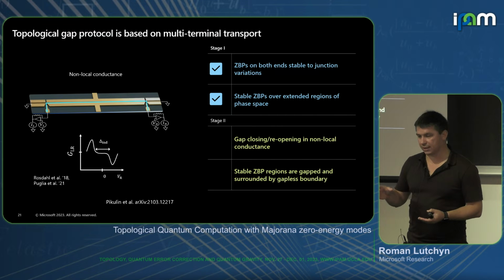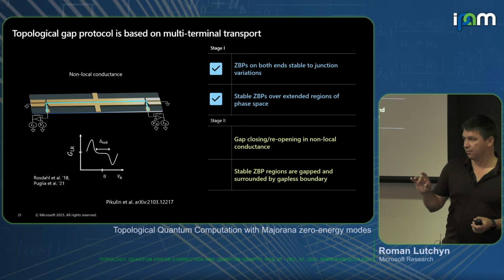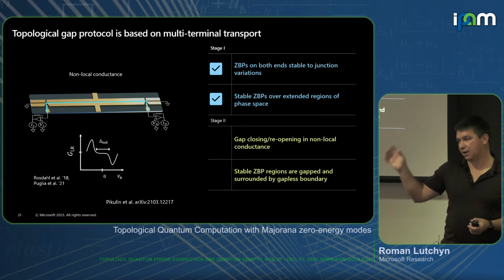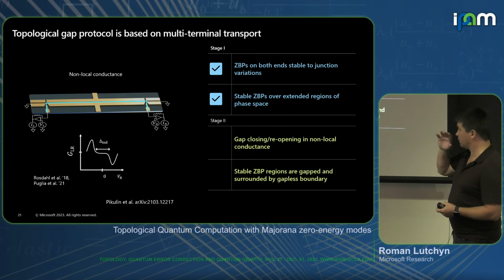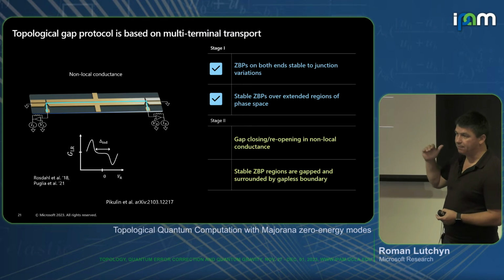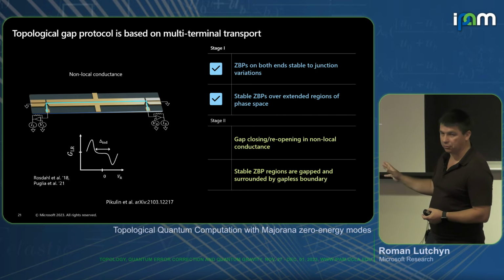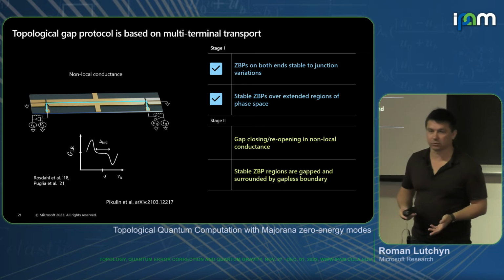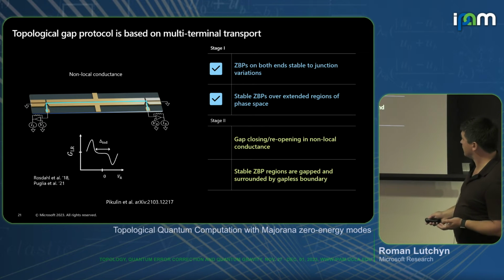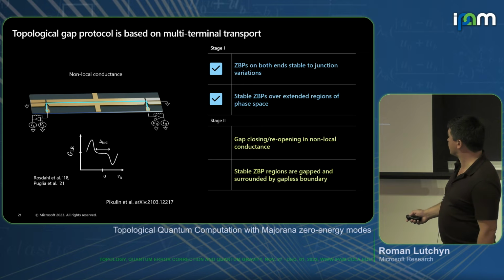And so we want to make sure that the region in which we see these zero energy states comes after the phase transition and is surrounded by the gapless boundary. Again, we are measuring non-local conductance, mapping the gap in the system, and then correlating that gap and gap closing and reopening with the presence of zero energy states that are stable with respect to local perturbations. So that's the protocol. It's on the archive if you want to see the details, but in a nutshell, that's the idea.